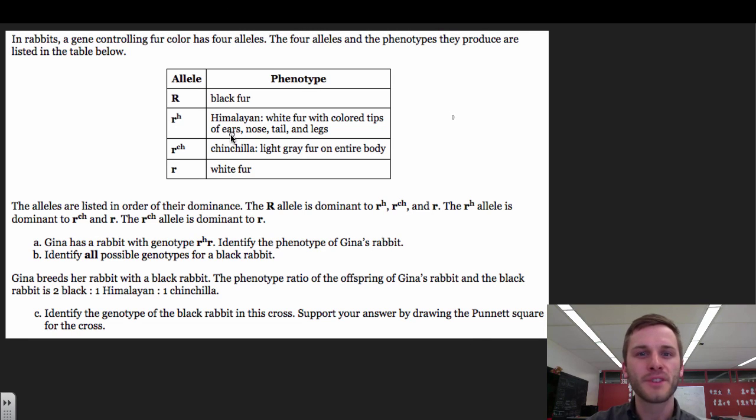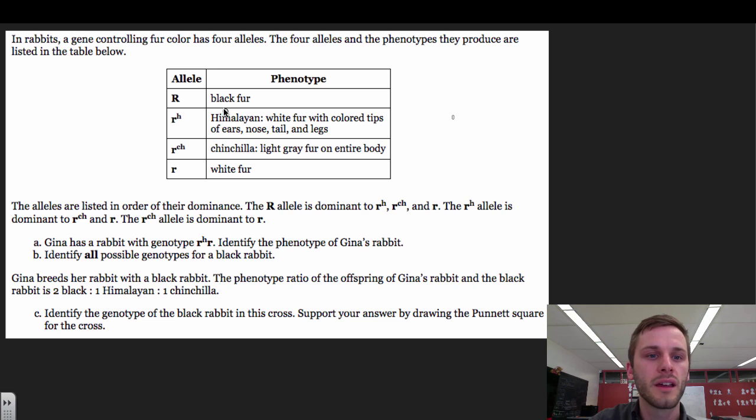Okay, so this is our third and final MCAS practice problem on genetics. So it says, in rabbits, a gene controlling fur color has 4 alleles. So this is a problem of multiple alleles coding for a certain trait. The 4 alleles and the phenotypes they produce are listed in the table below.